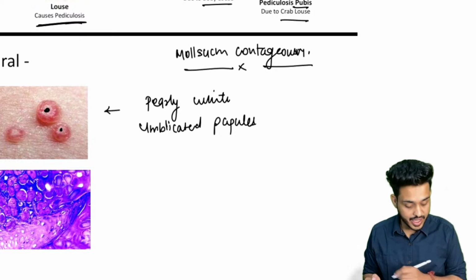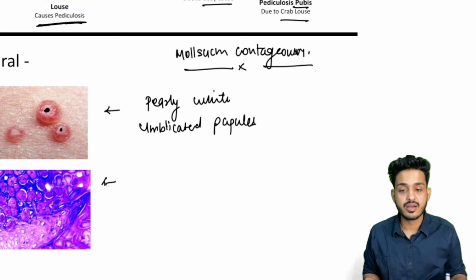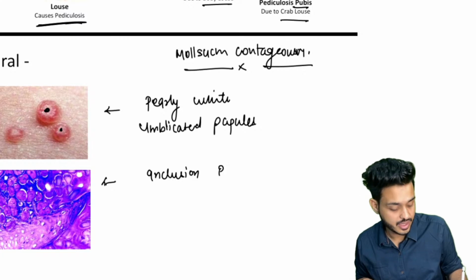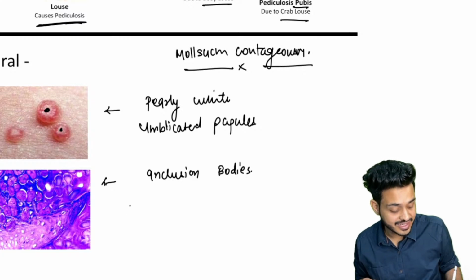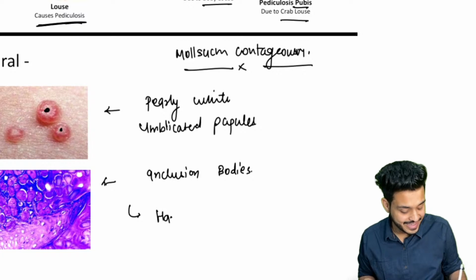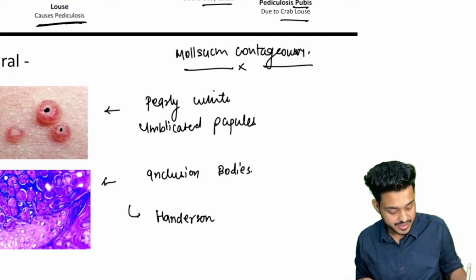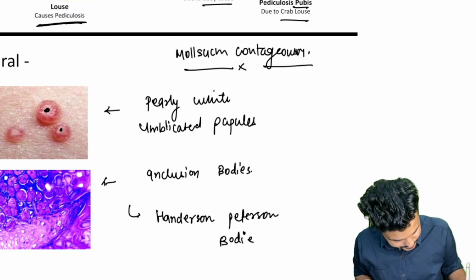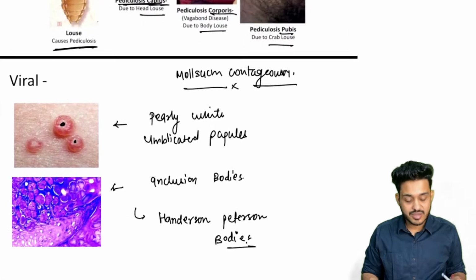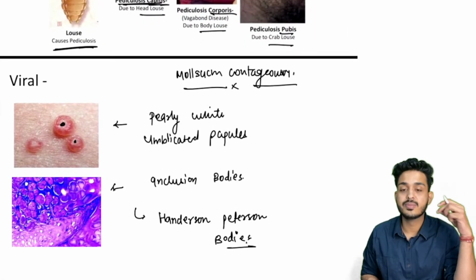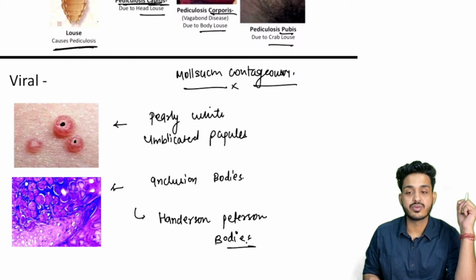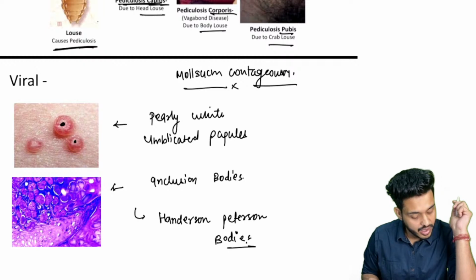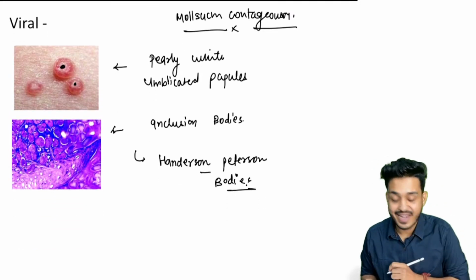Okay, along with that, we will find certain inclusion bodies. Okay, यहाँ पर क्या मिलेगा, you will be finding inclusion bodies. And these inclusion bodies, remember guys, very important, are known as Henderson-Patterson bodies. Okay, molluscum contagiosum, I have already told you, will be showing the Koebner phenomenon. Okay, that is due to auto inoculation of organism की वजह से होगा. And we will be seeing Henderson-Patterson bodies.